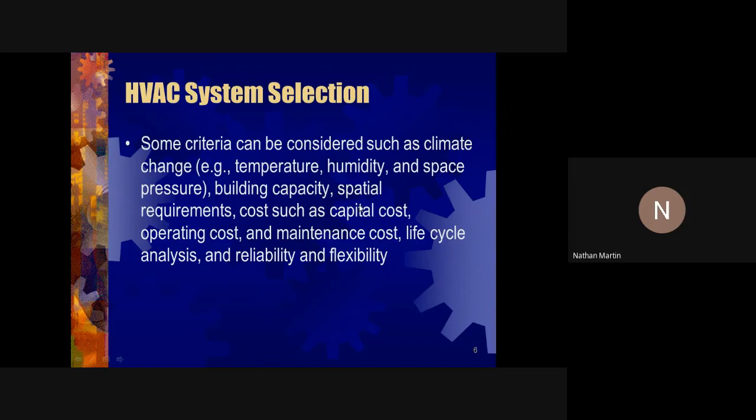All right. Some criteria to be considered are climate, the temperature, the humidity, the space and the pressure, the building capacity, spatial requirements, right? Costs, such as the capital cost, operating costs, and maintenance costs, right? Also, we'll do a life cycle analysis on the system, and consider system reliability and flexibility, right? So a lot of these will definitely determine if we get an AC system.